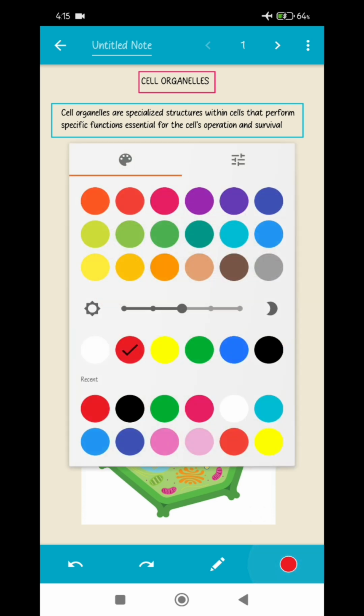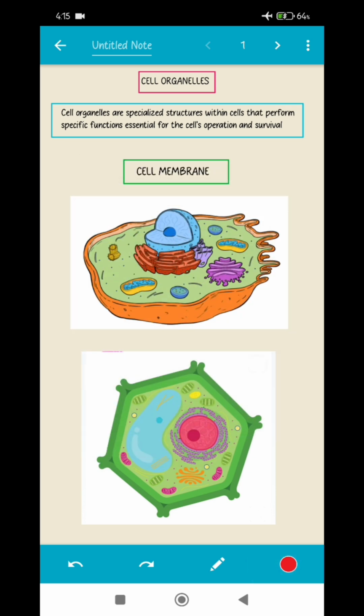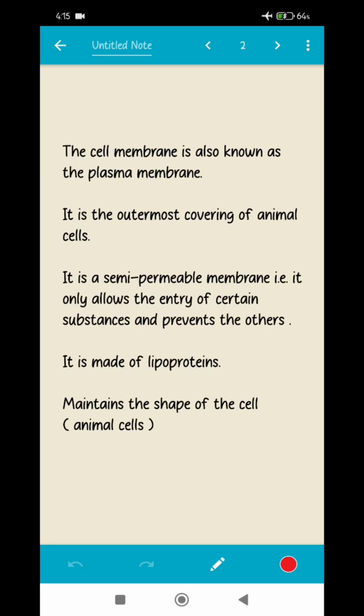Now let's see. As you can see in the diagram, this is an animal cell, the top one, and this outer membrane is known as the cell membrane. Also, in the case of a plant cell, the inner membrane is known as the cell membrane. So what is the function of the cell membrane? Let's see. The cell membrane is also known as the plasma membrane. It is very flexible in nature. It is the outermost covering of an animal cell, and it is the innermost covering of a plant cell, because in a plant cell there is also another covering which we are going to learn in the next slide.